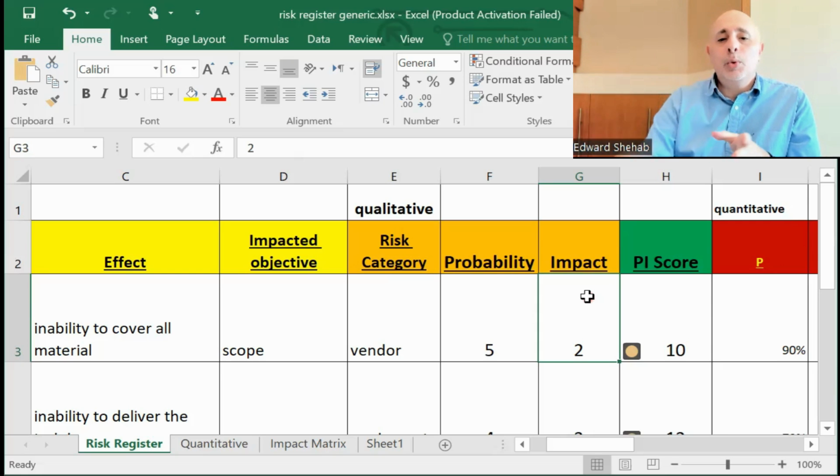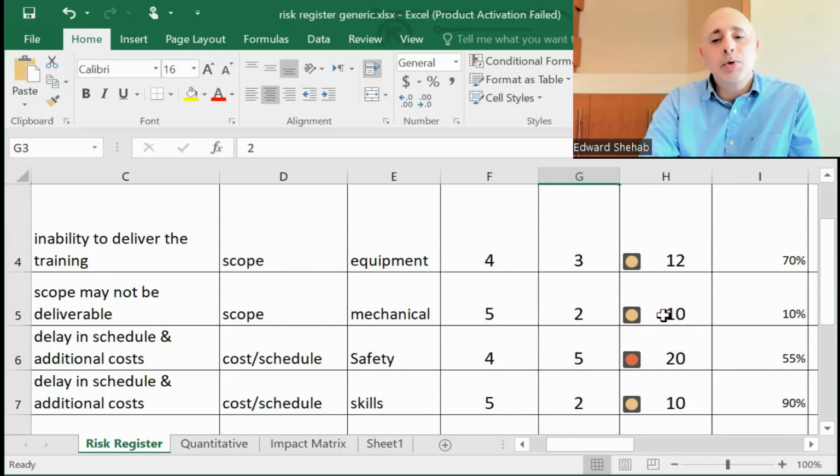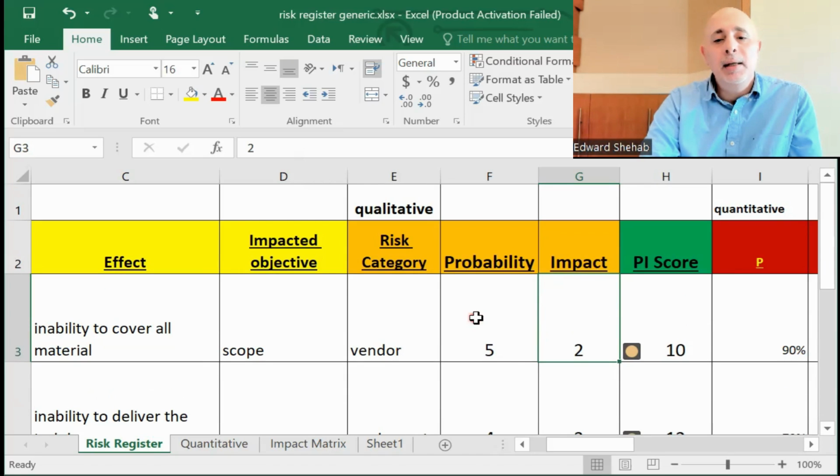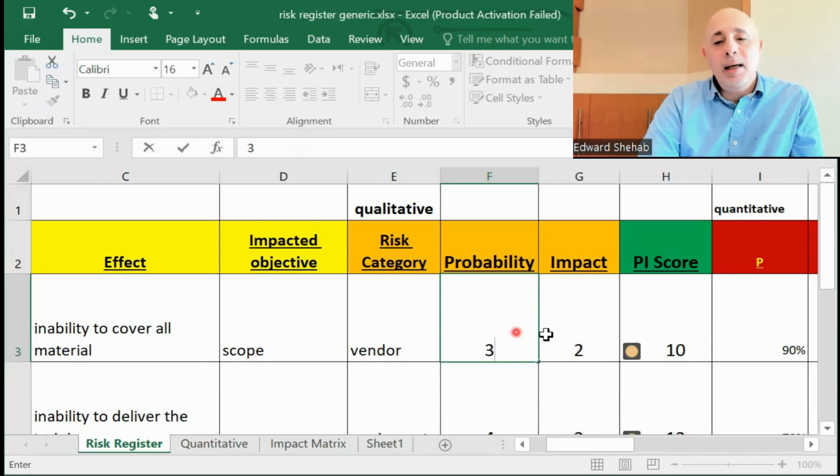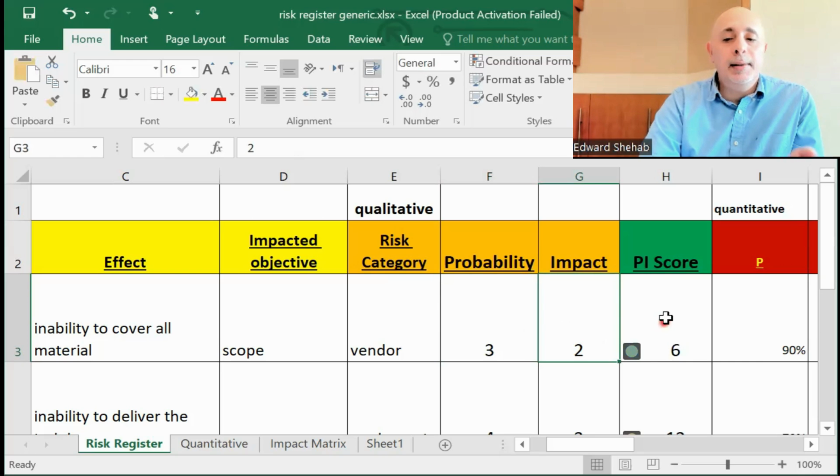Right. So you want to categorize risk, you want to put a probability rating, you want to put an impact rating, get the score, and you'll see that as you score them, some are going to show up in red, some will be yellow, some in green. So if the probability was a 3 here, 3 times 2, 6, it's green. What do you do with red? What do you do with yellow? What do you do with green ones? I'll tell you. For red, you need to mitigate.